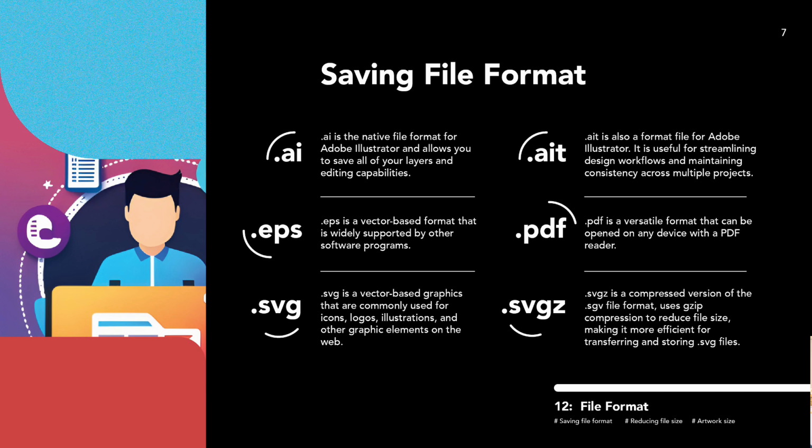.eps is a vector-based format that is widely supported by other software programs. .pdf is a versatile format that can be opened on any device with a PDF reader. It is light and easy to use. The fifth one is .svg, a vector-based graphics format commonly used for icons, logos, illustrations, and other graphic elements on the web, whereby .svgz is a compressed version of the .svg file format, which uses gzip compression to reduce file size, making it more efficient for transferring and storing .svg files.